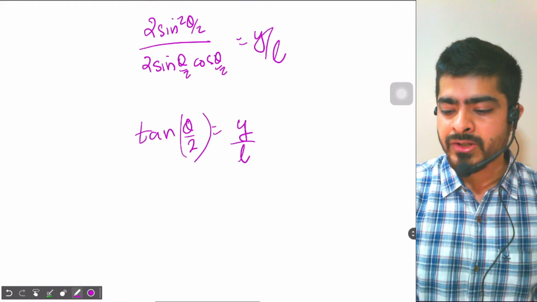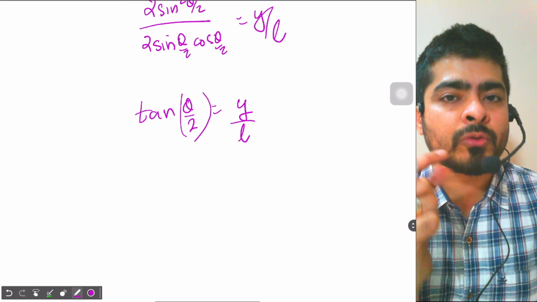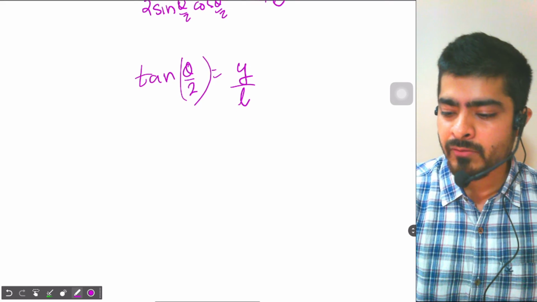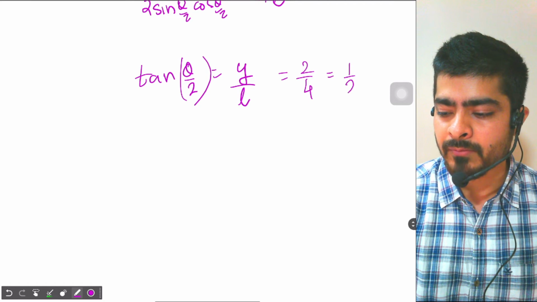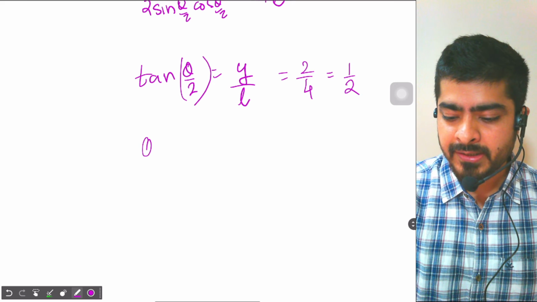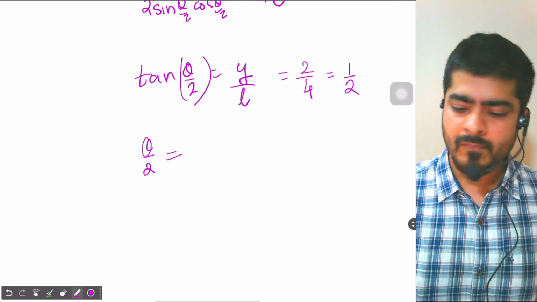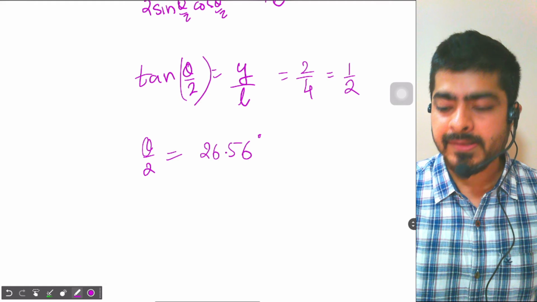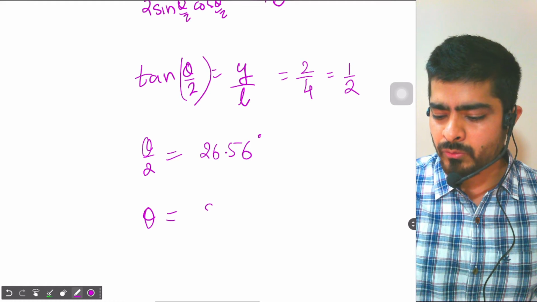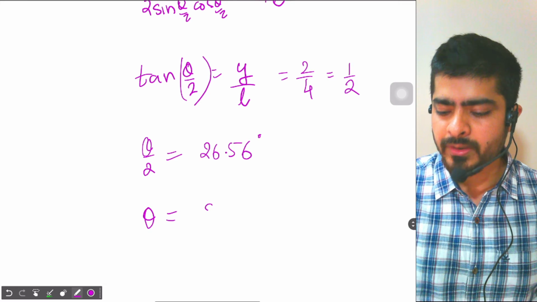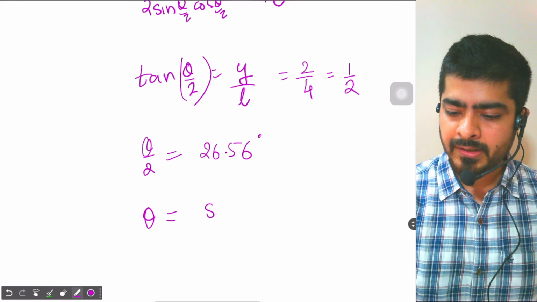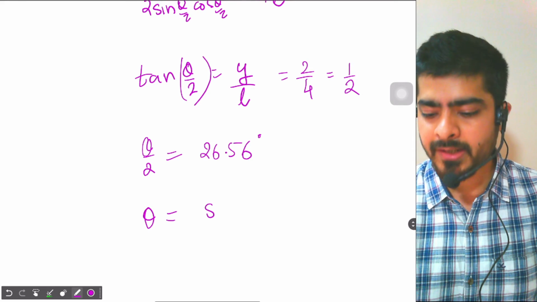Now in my question, y is equal to 2 meter, L is equal to 4 meter initially. So this will be equal to 2 by 4, that is 1 by 2. And when tan of something is 1 by 2, then theta by 2 will be equal to 26.56 degrees, or theta will be approximately 53.12 degrees. So the nearest angle will be 53 degrees. So here I can mark option B, 53 degree above the horizontal.